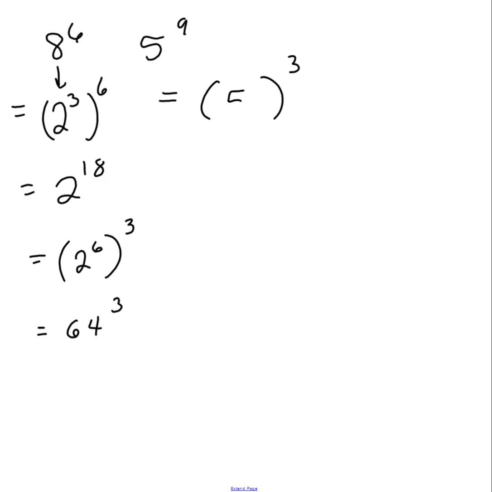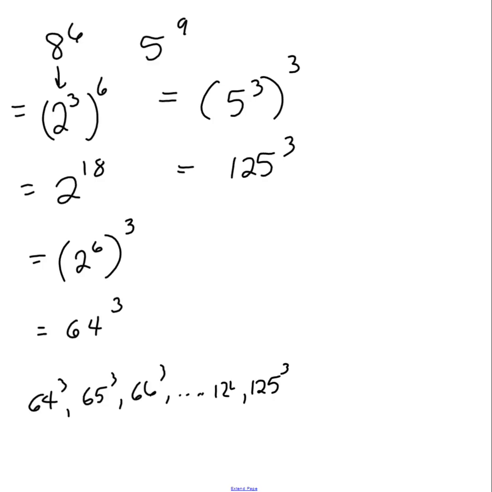Well, it must be 5 to the 3, which is 125 cubed. So that means that the number of cubes between this number and this number must be between 64 cubed and 125 cubed. So you'd have 64 cubed, you'd have 65 cubed, you'd have 66 cubed, etc., all the way up to 125 cubed, except it said how many are between, which means you don't include that and you don't include that.